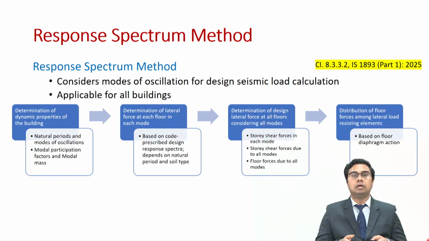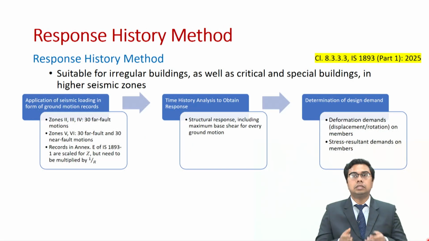In the response history method, which is the most elaborate method of all these three methods, and therefore it is suitable for irregular buildings as well as critical and special buildings in higher seismic zones as well. In this method, we start with application of certain seismic load in form of ground motion records.